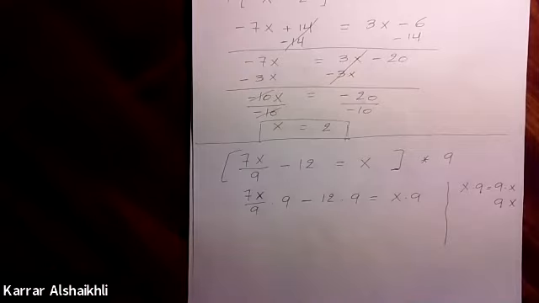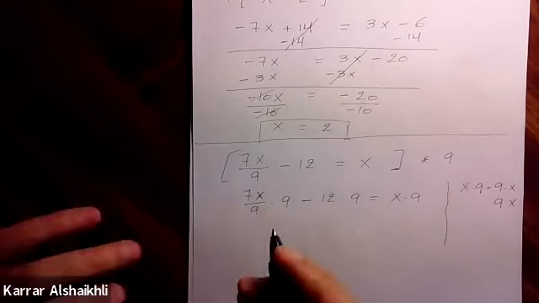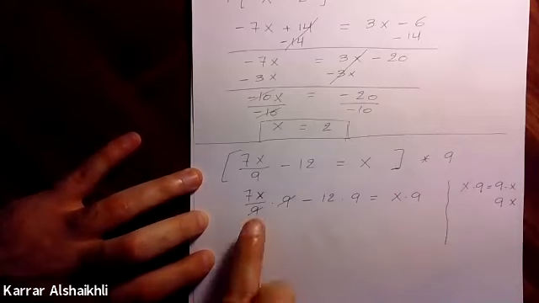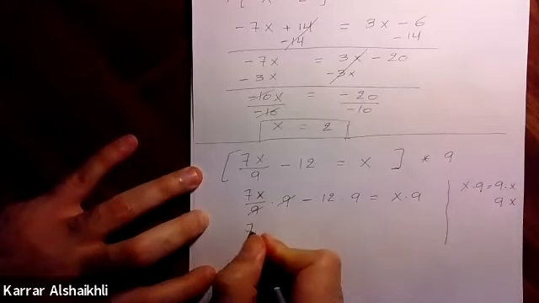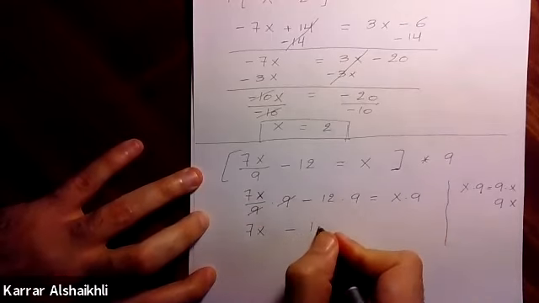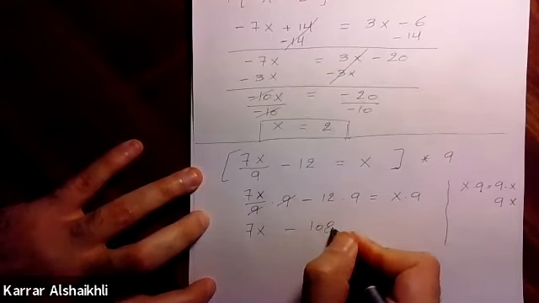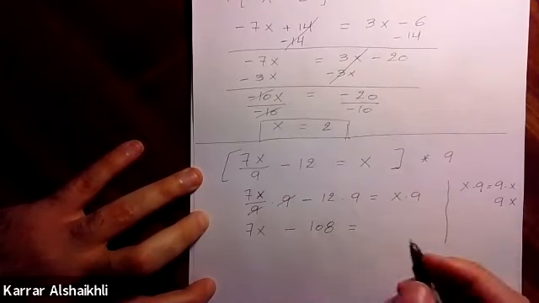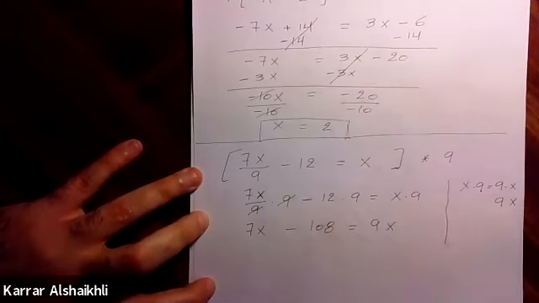So here on this side, we're just going to multiply. If you multiply this fraction with 9, you're going to cancel the 9. And this is our goal, to cancel the denominator. So it's going to be 7x minus 12 times 9 is going to be 108 equal x times 9 is the same thing as 9 times x. So I'm just going to say 9x.